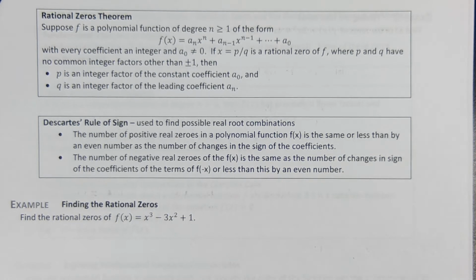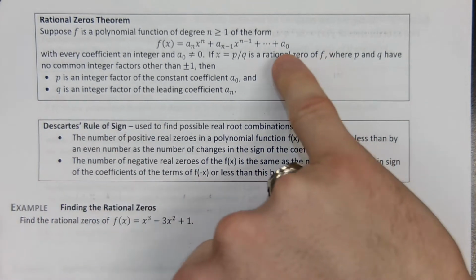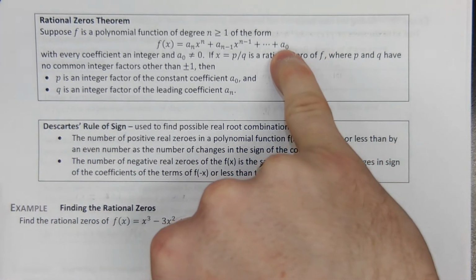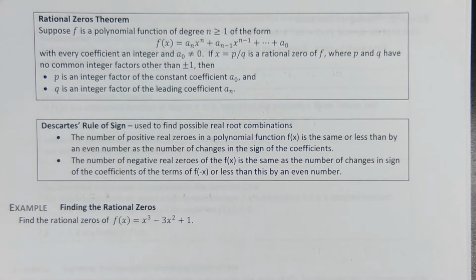Then P is an integer factor of this number at the end, where Q would be an integer factor of the leading coefficient, P over Q. And these are all of the possible rational zeros of a polynomial. Now, are any of them guaranteed to be zeros? No. But they're the possible ones.